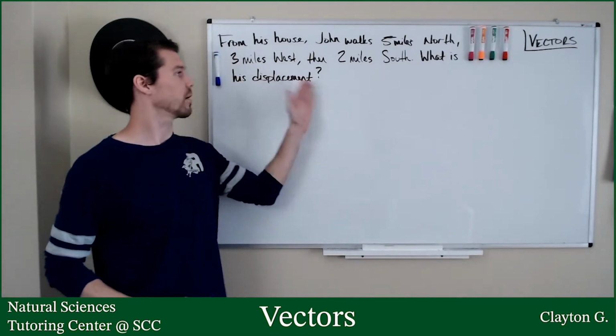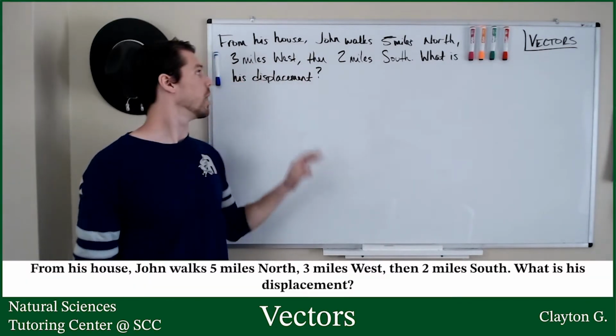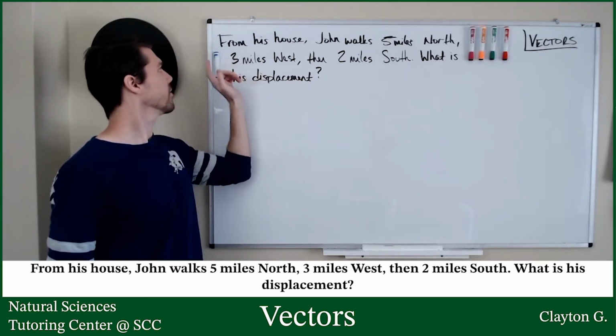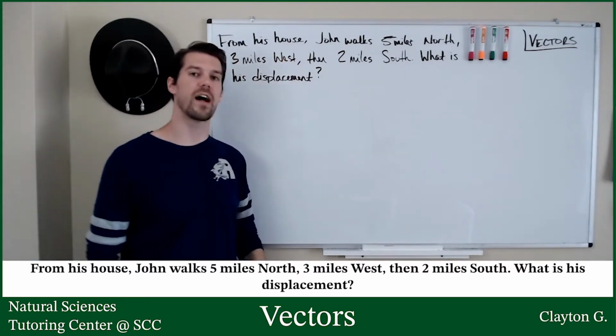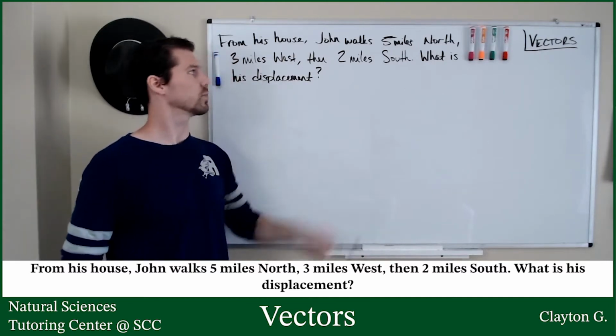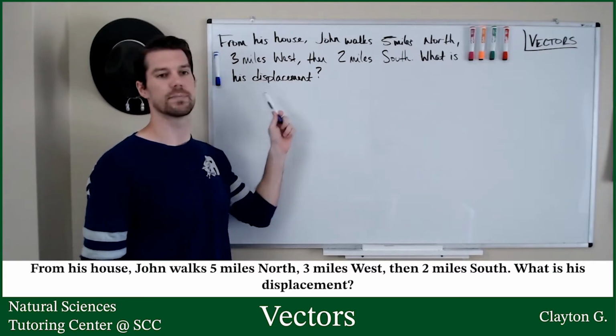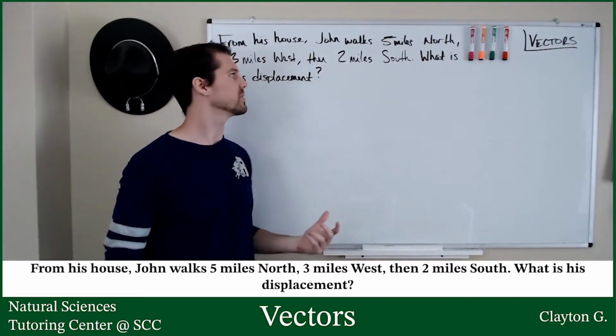We have a question right here. I'm going to have it at the bottom of the screen as well, in case you can't read my handwriting, which is very likely. I'm going to go ahead and read it here. From his house, John walks 5 miles north, 3 miles west, and then 2 miles south. What is his displacement? So a couple things here to break down.